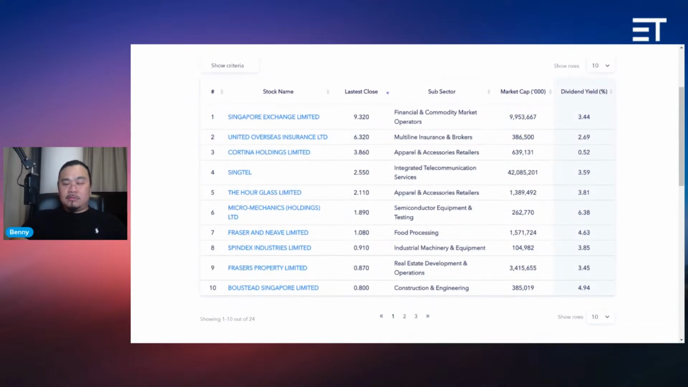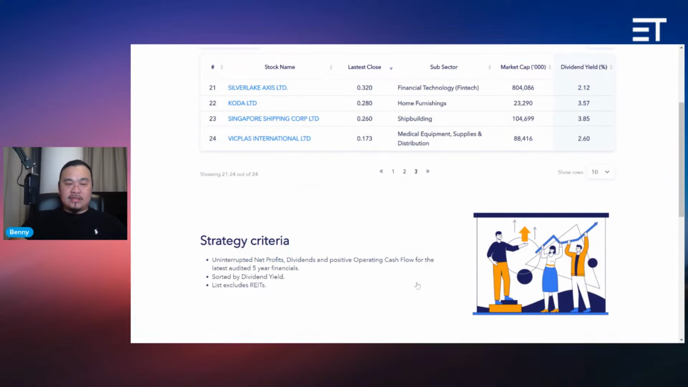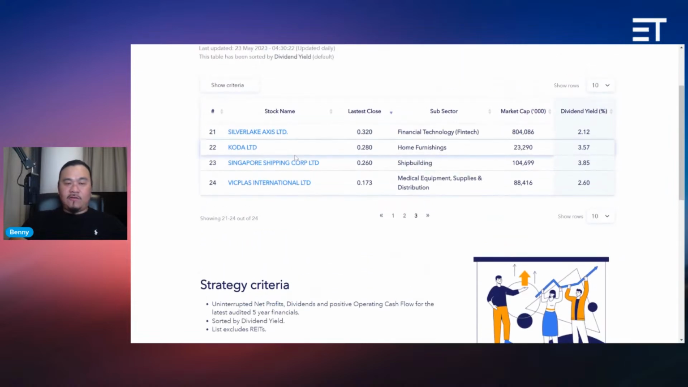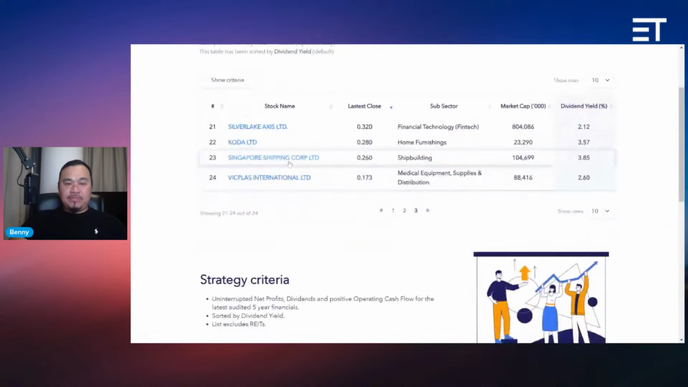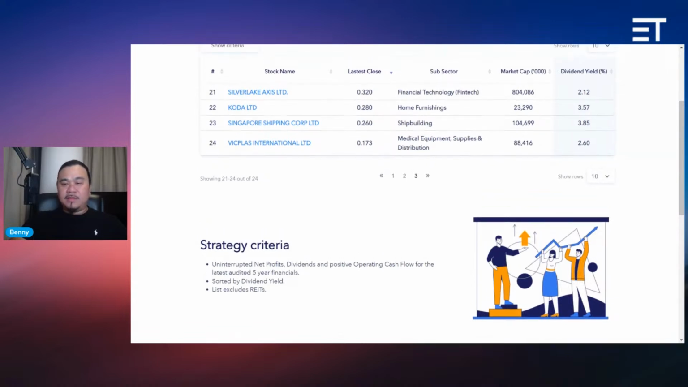Of course, they only show you 10 stocks at one go. So if you want to look at the rest of them, you can just click on the button here below, go 2 or 3. That means there's a total of 24 shares that have basically provided dividends for the past 5 years. There's uninterrupted net profits and also paid dividends over the past 5 years. So it's quite consistent companies lah.